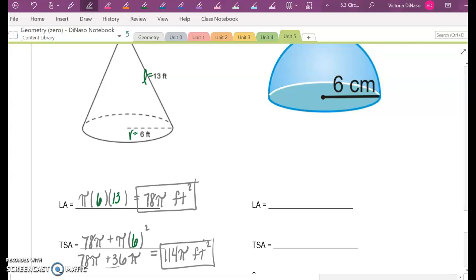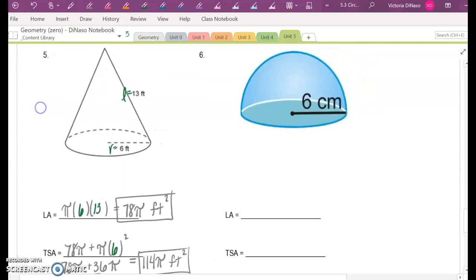For number 6, we have a hemisphere. So notice that there is a formula on your formula sheet for the lateral area and total surface area for a hemisphere. So in this problem, we're given our radius, which is 6, which is perfect. If they gave us a diameter, the diameter would be 12. You'd have to cut it in half to get 6.